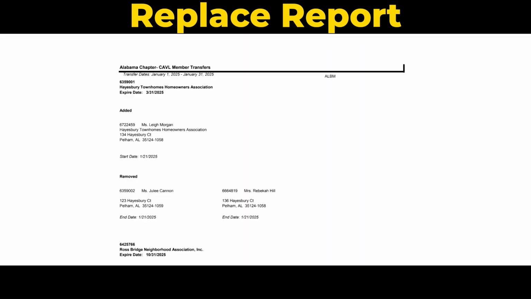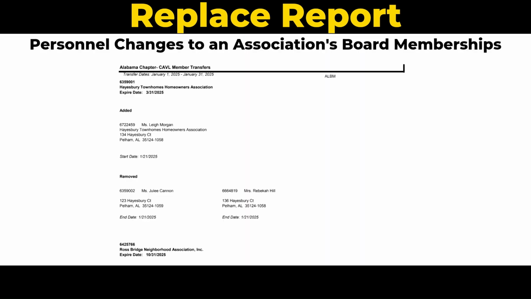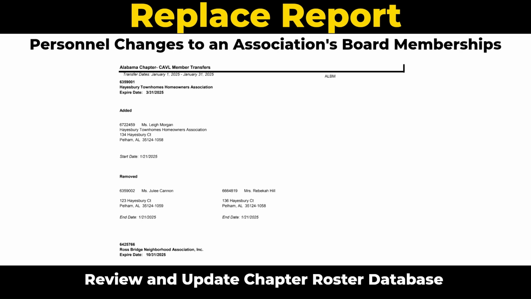Next up is the Replace report. This provides a list of any changes to personnel within a community association's board membership. It's best practice to review each month and make adjustments to your chapter's membership database. Please note that only chapters with changes to these board memberships will receive a report, so don't be alarmed if you don't receive one every single month.